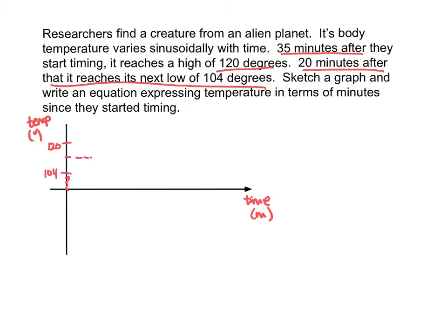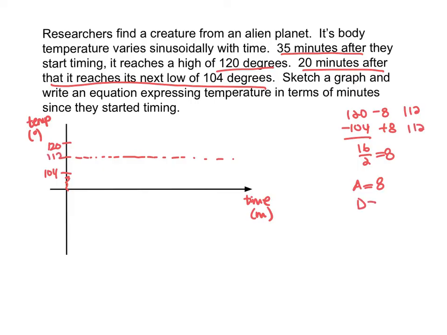Now I'm going to have to find the midline here. Let's just go ahead and do that right away. So I'm going to do 120 minus 104, and that gives me 16. When I divide that by 2, I get 8. 8 is not my midline. 8 is my amplitude. But I'm going to add 8 here to get 112. And 112 is what represents my midline, or my D value, sorry.